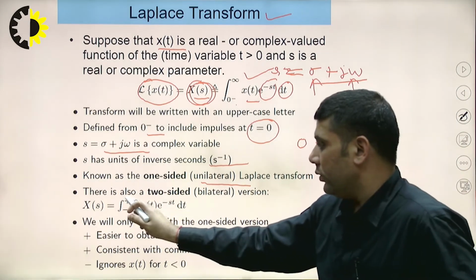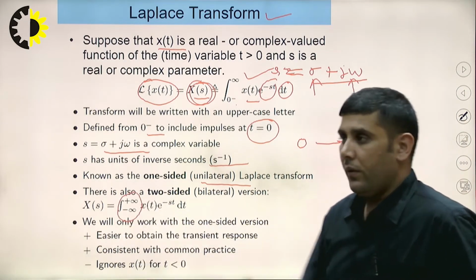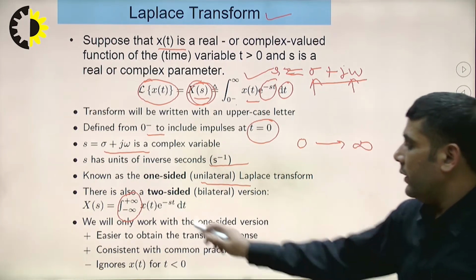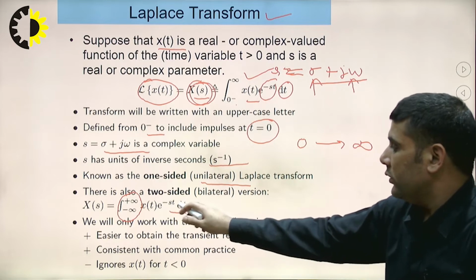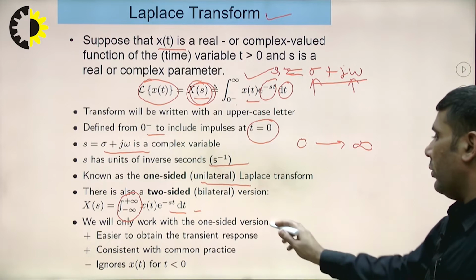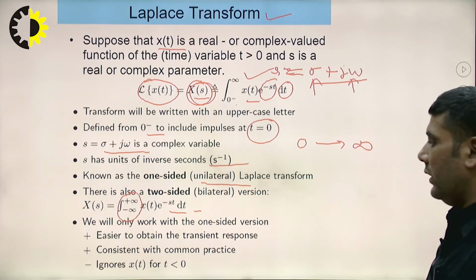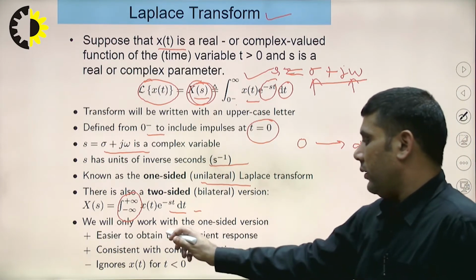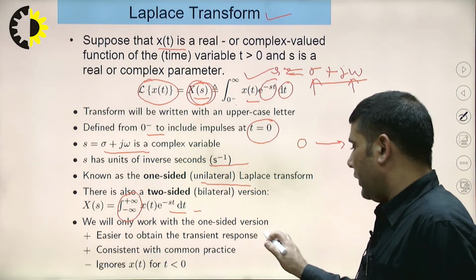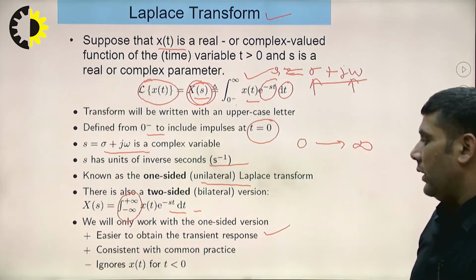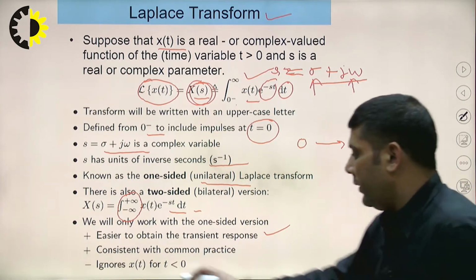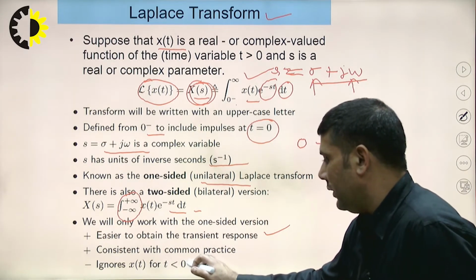X(s) is equal to, here only the limits are changed from minus infinity to plus infinity, the rest remains the same: x(t) e raised to power minus st dt. Here we will work only with the one-sided version, and why do we do it? Because we are dealing with electrical signals and it is easier to obtain the transient response in this case. It is also consistent with common practice, and we here ignore x(t) for t less than 0.